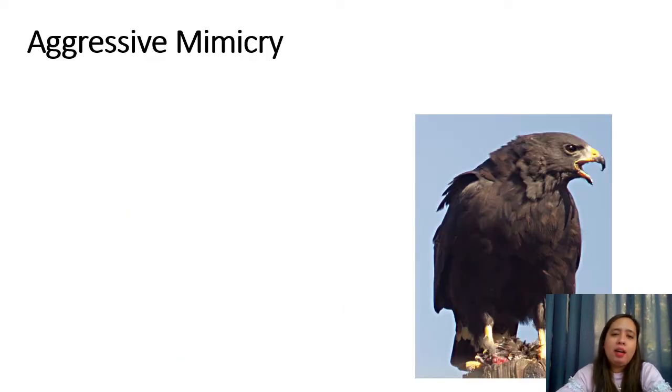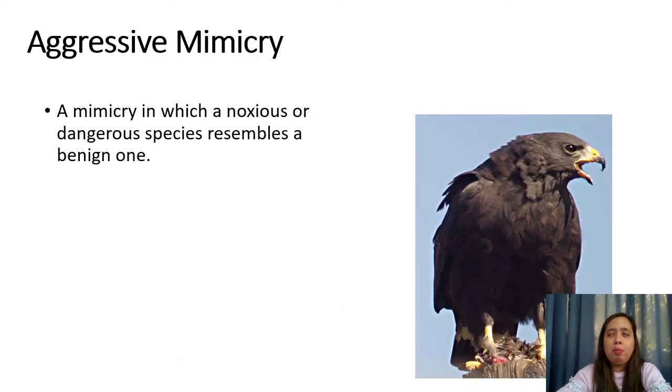Okay. Then we have aggressive mimicry. Aggressive mimicry is a direct contrast of your Mullerian mimicry. Aggressive mimicry, or what you call Peckhamian mimicry. Here, a noxious or dangerous species will copy a benign one. For example, we have here, I think this is a black hawk. And this black hawk imitates the characteristics of a vulture.